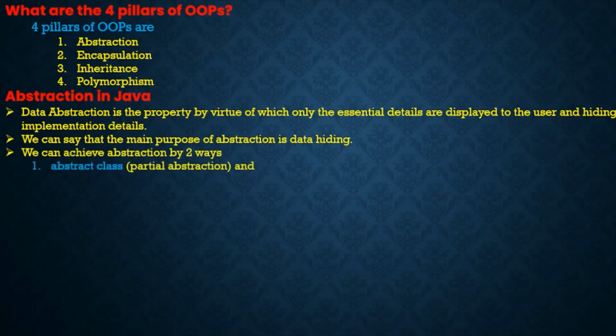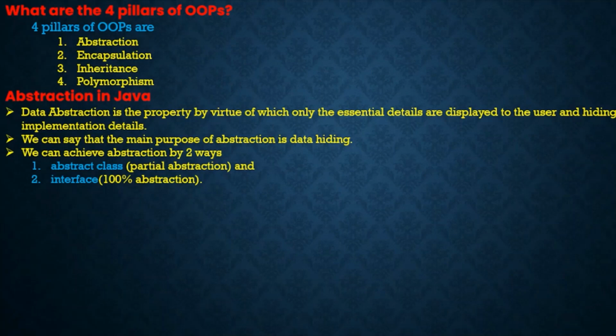We can achieve abstraction in two ways. One is abstract class, another one is interface. Through abstract class, we can achieve partial abstraction, and through interface, we can achieve 100% abstraction. That means, what is partial abstraction? What do you mean by 100% abstraction? I will let you know.